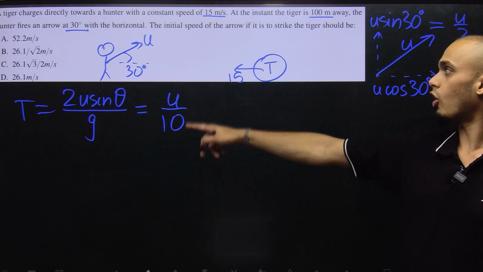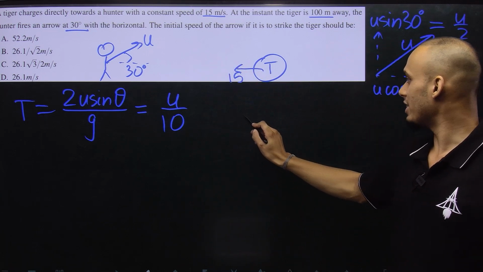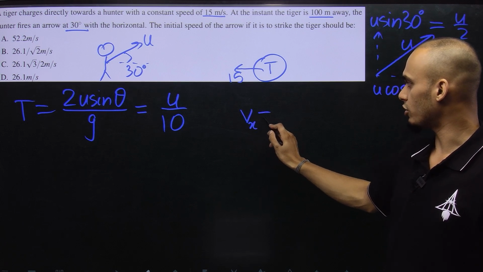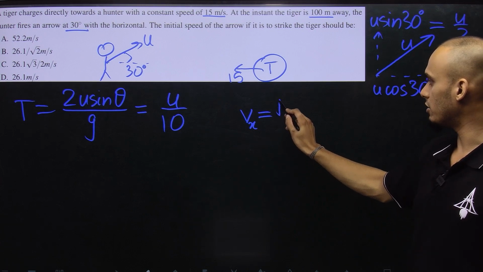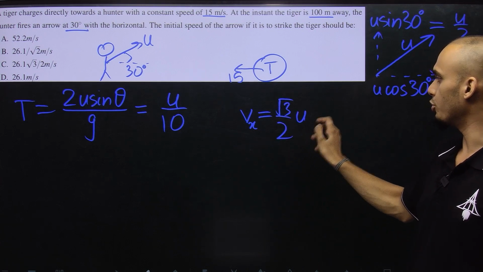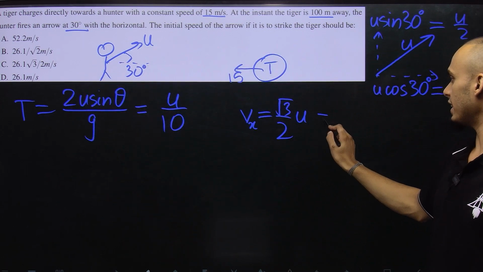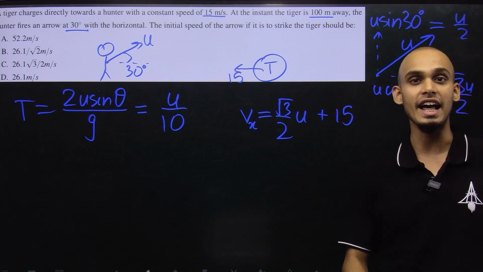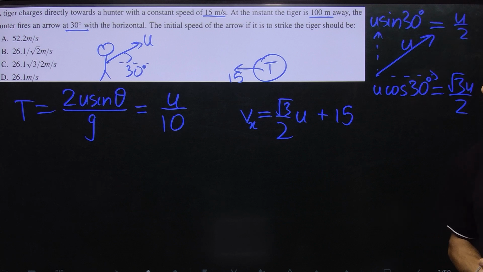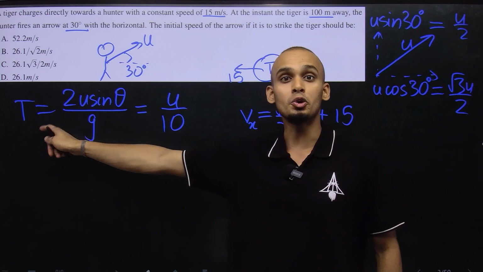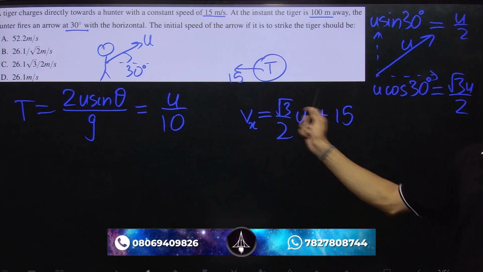Now we need the horizontal component of the arrow. Again, with respect to the tiger, we can write vx as the horizontal speed. Horizontal speed of the arrow initially is u cos theta, which we know to be root 3 by 2 into u. And since the tiger is moving towards the arrow at a constant speed, we can add 15 meters per second, that is the speed of the tiger itself, to the horizontal component. This will be the horizontal speed of the arrow, and now we need that in a time equal to the time of flight of the arrow to cover 100 meters with this relative speed.